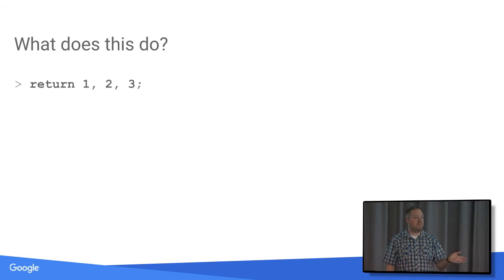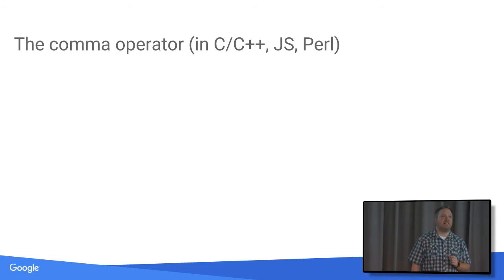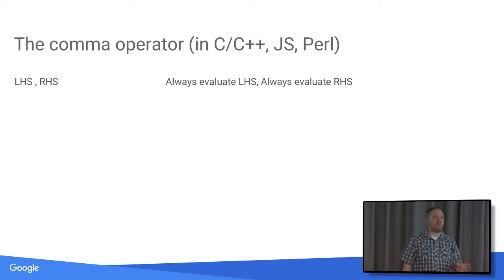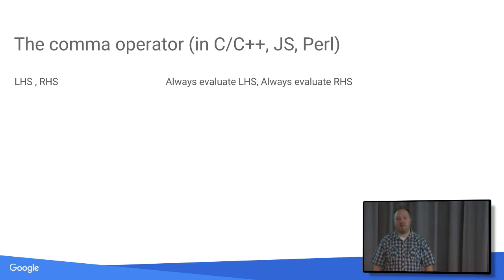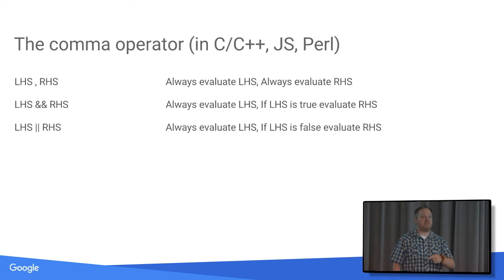Any guess? Returns 1, I heard. Well, it returns 1, 2, 3, or doesn't compile. Those are your options. It turns out that that has to do with the comma operator. So in many languages, the comma operator basically says always evaluate the left-hand side, then always evaluate the right-hand side no matter what. And of course, as opposed to the AND operator, which does one or the other, and OR as well.